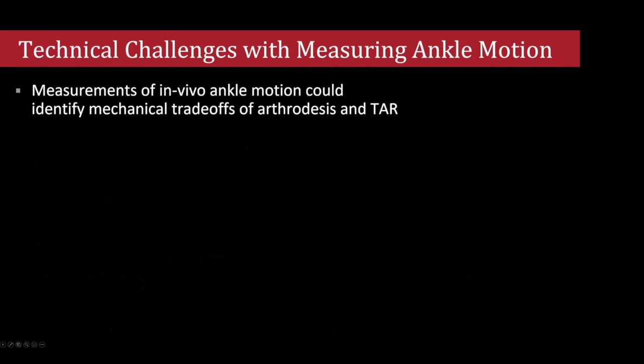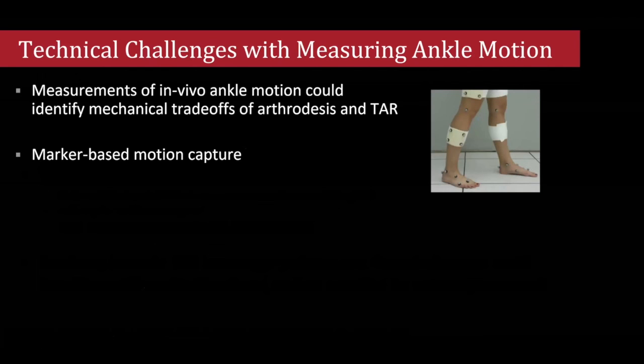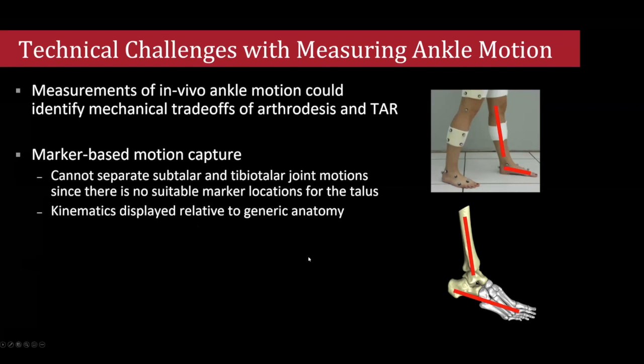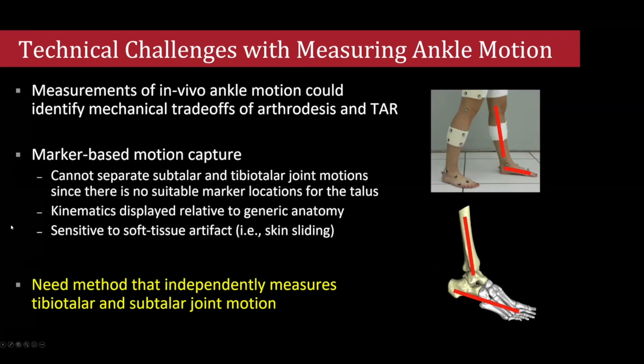So there are some technical challenges with measuring ankle motion, and let's think about marker-based motion capture. The issue is that you can't separate tibiotalar motion from subtalar motion. So what you're doing with a skin marker-based model is you're representing the tibia and talus as a single segment, and then the calcaneus as a part of the segment. And so you can't differentiate those two. There's also issues in that you're displaying kinematics relative to generic anatomy, and it is sensitive to soft tissue artifacts. So as the skin slides, the marker slides, and you get inaccurate results. And so we need a better method to independently measure tibiotalar motion.